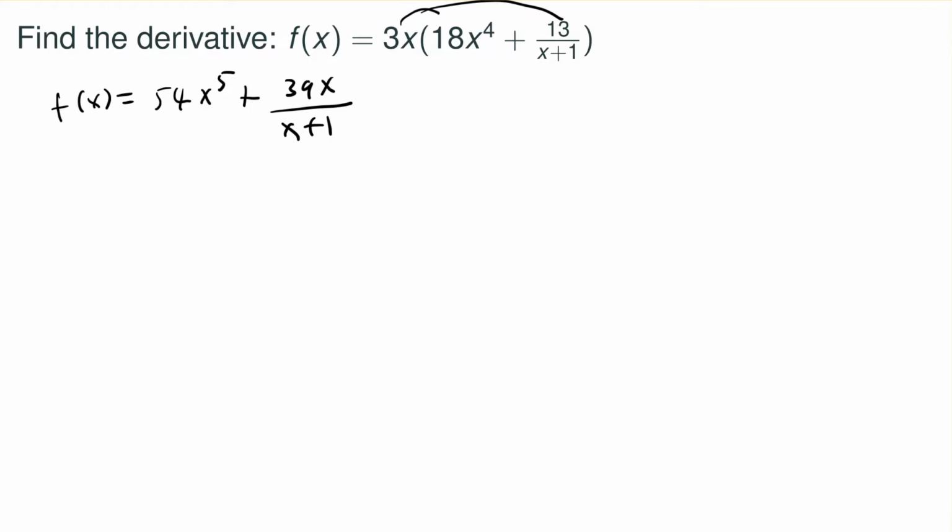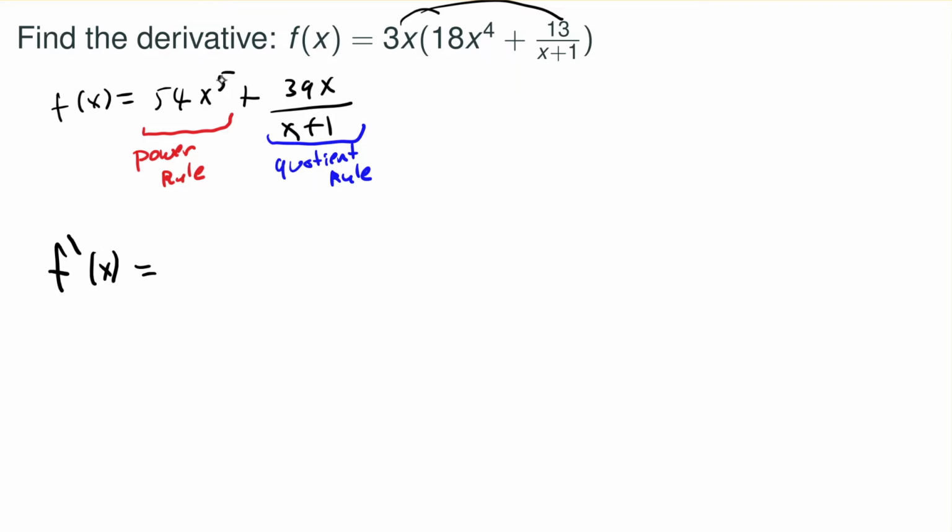Now, when we take the derivative of each function, this one is just simply the power rule. But the one on the right, we have to use the quotient rule. So let's do one at a time. So let's actually take the derivative, f prime, which equals, I do 5 times 54, which gives me 270. So I have 270x to the fourth power, just applying the power rule.